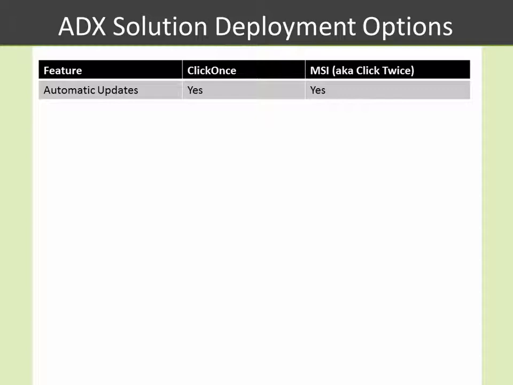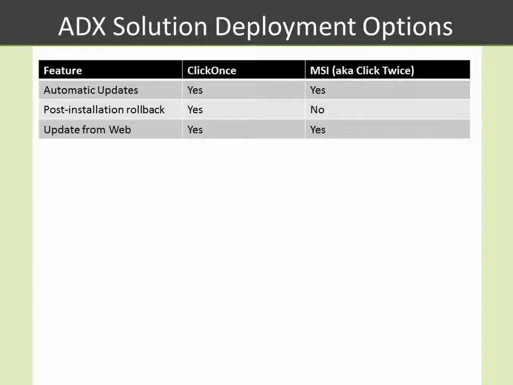So first up is automatic updates. ClickOnce and MSI or ClickTwice deployments both support automatic updates after installation. Post-installation rollback is only supported by ClickOnce, and this is done via the Windows Control Panel and the Add Remove Programs application. Updating from the web, both ClickOnce and MSI support that, so you can publish your updated add-in out to your location on the web and then have them pulled down to your users inside of Windows.